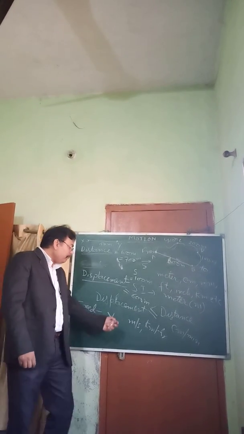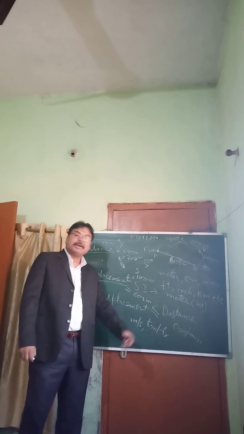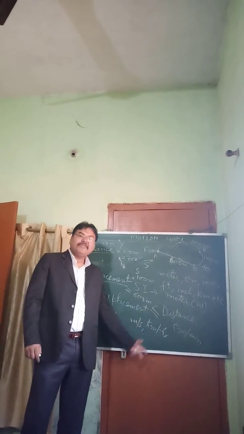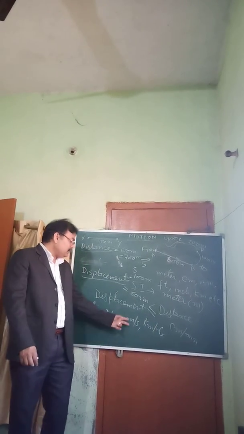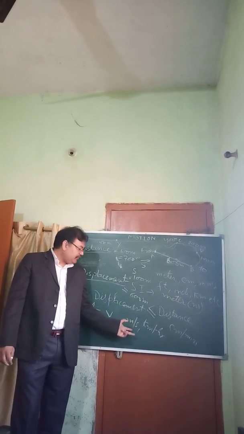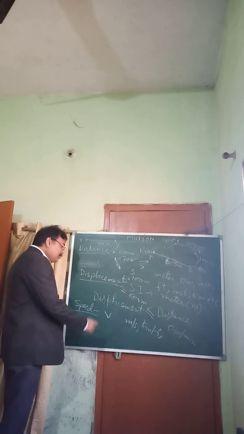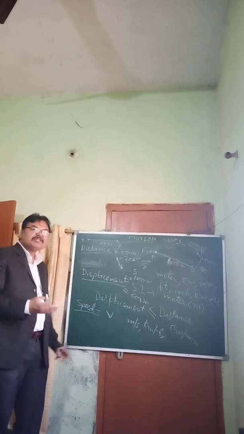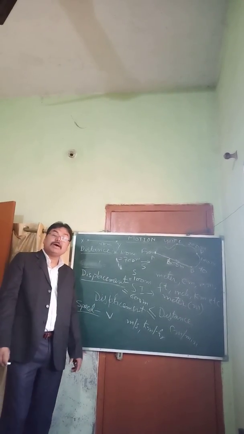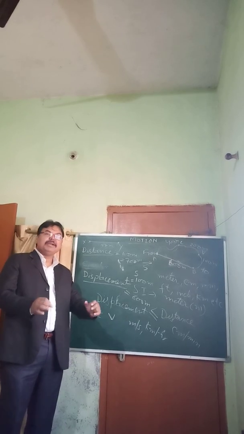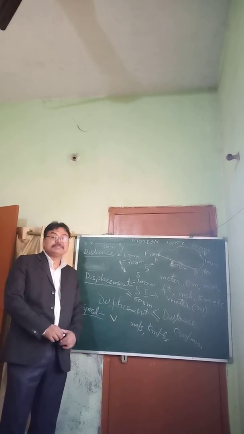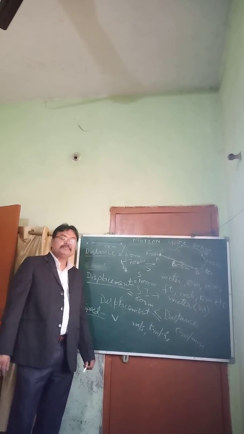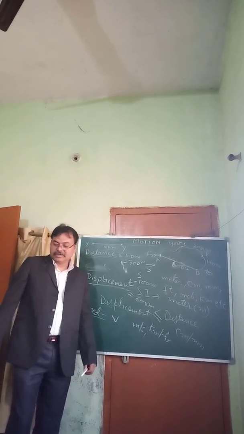Now, basically we use meter per second and kilometer per hour. Why? Because practically we find the devices measure speed in kilometer per hour, and scientifically we always use meter per second. So what is the relation? How can we convert kilometer per hour into meter per second, and meter per second into kilometer per hour? And what is the formula for speed? How to find the speed? That is the next we have to discuss.